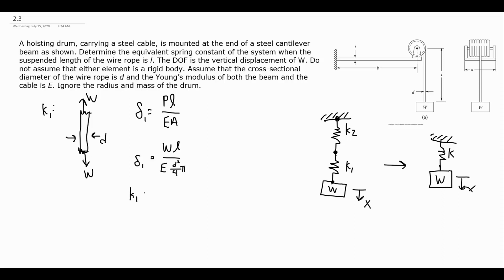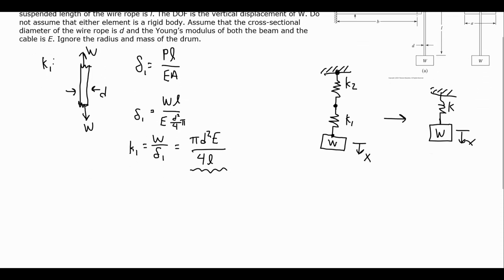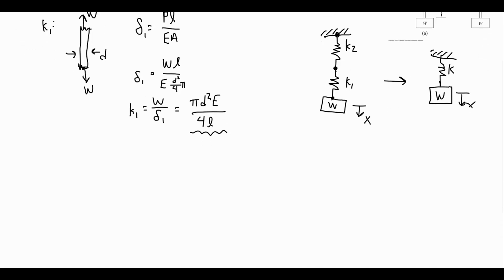So K1 is going to be the ratio of the internal load to the amount of deflection in the cable. So I need to find W over delta 1. If I rearrange the above expression, I'm going to get that pi d squared E over 4L is going to be the equivalent spring constant of just the cable. Okay, I can put that aside for the moment. I have the K1, but now I want to look at my K2, and I'll put them together to get my full equivalent spring constant later.